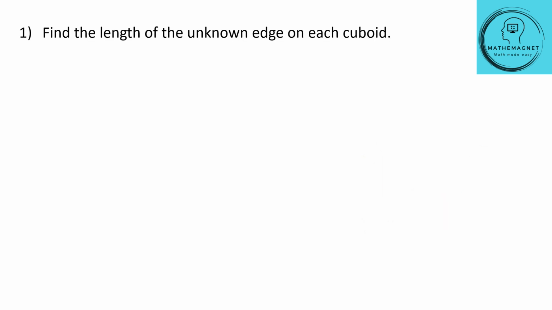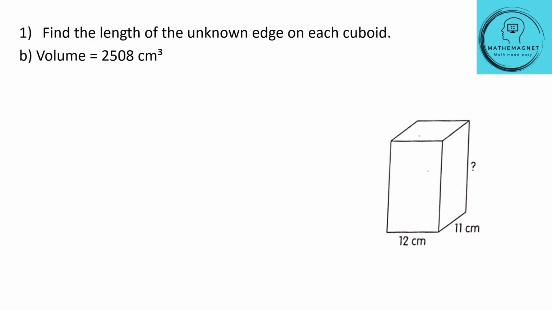So the unknown length is 5 centimeters. Now let's look at the next question. Here they have given the cuboid. Here they have given the length and the breadth, and they have asked the height. So length given is 12 centimeter, breadth is 11 centimeter. They have asked the height. They have given the volume as 2508 centimeter cube.